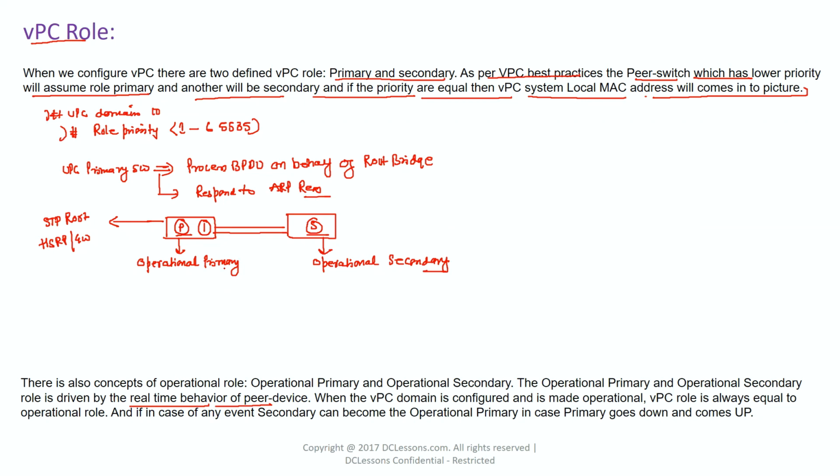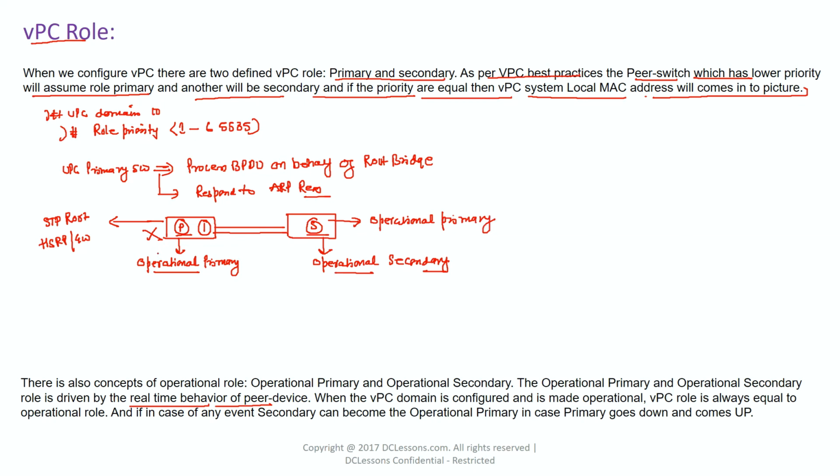Now let's suppose you configured a lower role priority on switch 1, so it will assume the role of primary, and the second switch will assume the role of secondary. Likewise, they will assume the roles of operational primary and operational secondary. Now let's suppose this primary goes down, so what will happen? Even though the second switch is a secondary switch, it will assume the role of operational primary.